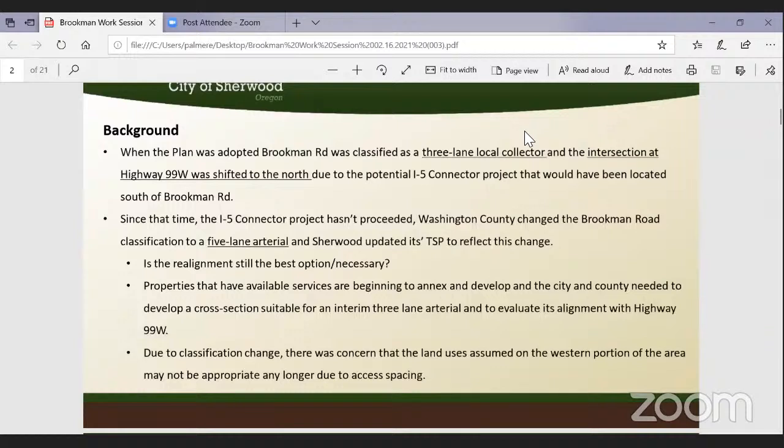So really what we looked at through this refinement project, some of the questions that came up was, is this still the best alignment to the north? Is it necessary? We knew that properties in the Brookman area were beginning to annex and development was going to happen. And so we needed to develop a cross section of the road that was going to be suitable with the best alignment. And then due to the classification change, there were some concerns in the western sub area of Brookman near 99 that access spacing might not be appropriate for some of the uses in that area.